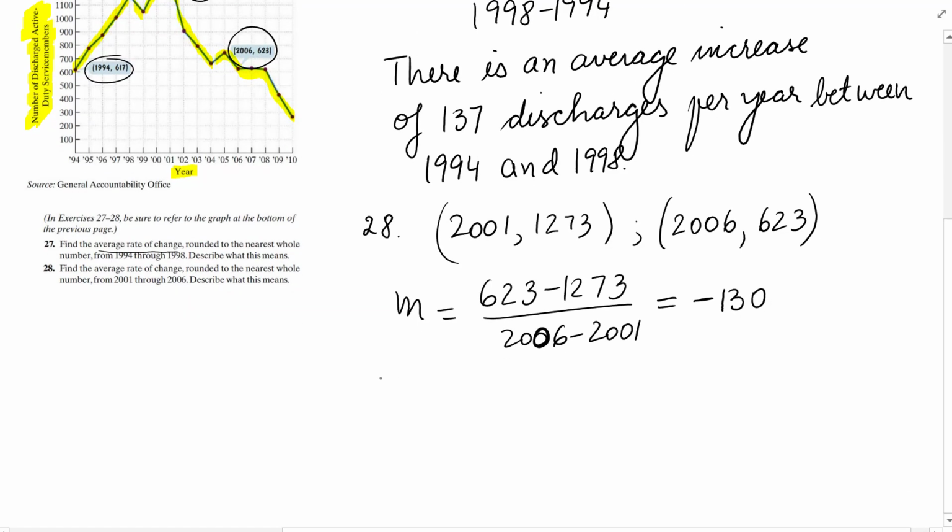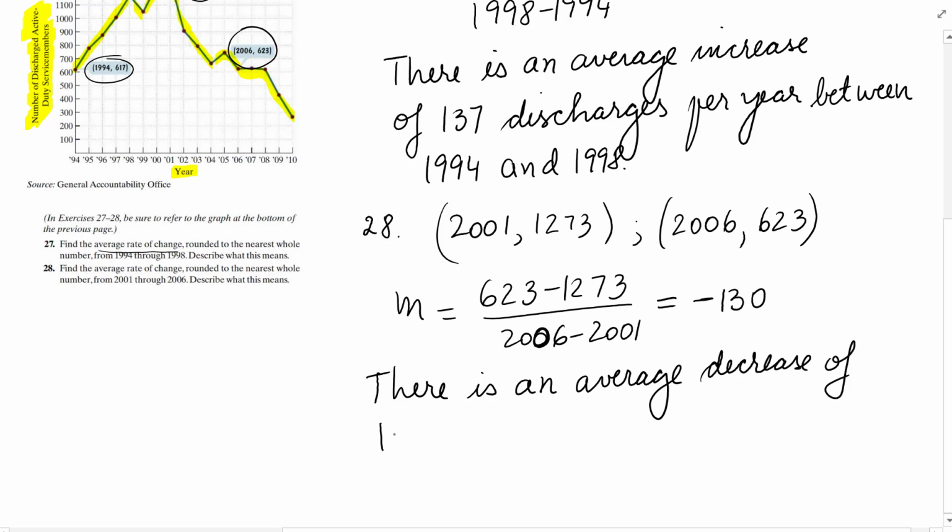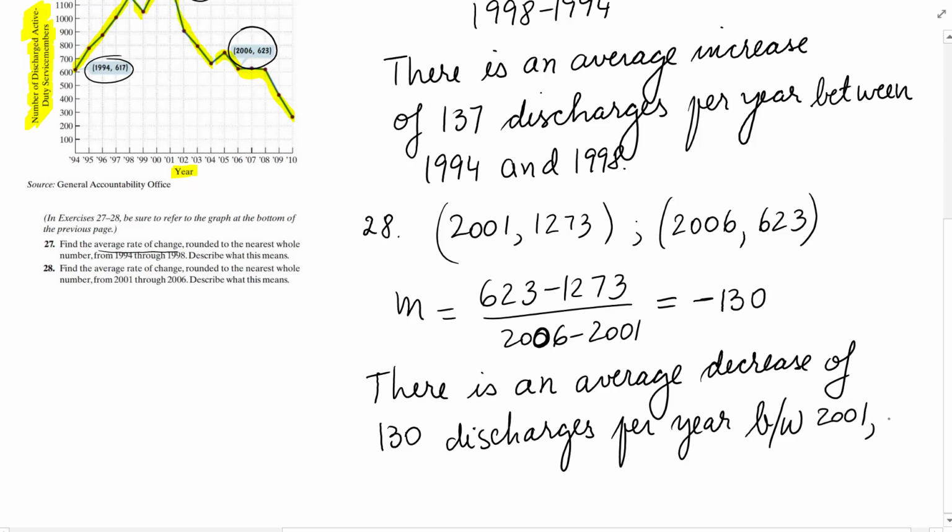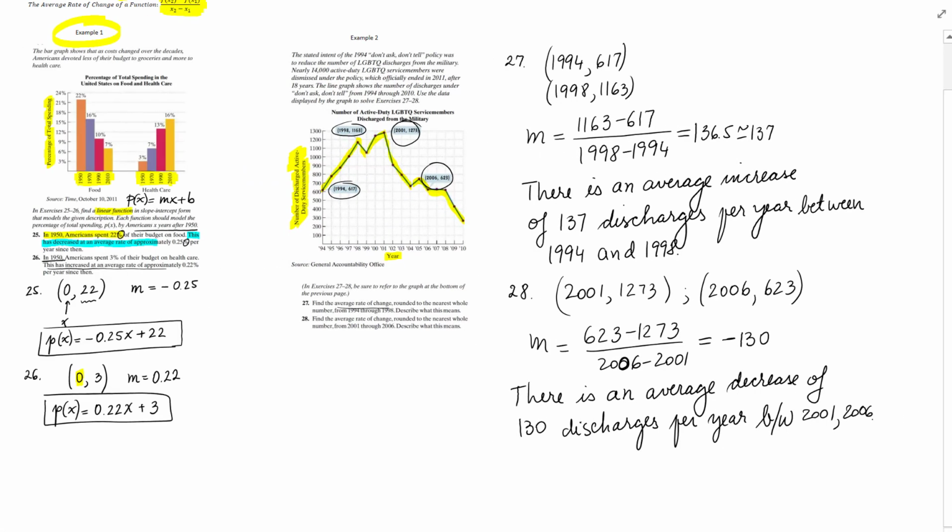So this means there is an average decrease of 130 discharges per year between 2001 and 2006. So if we take a look at the graph, yes, it makes sense. Between 1994 and 1998, it's an increase, and between 2001 and 2006, there is a decrease. I hope this helps.